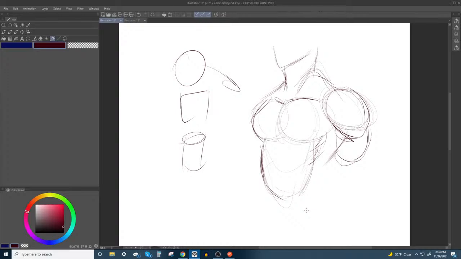Now, we have to be sure when you're drawing the male body, especially if it's really muscular, you have to be aware of the body and the way that it is constructed. Like this, straight down. Like so.